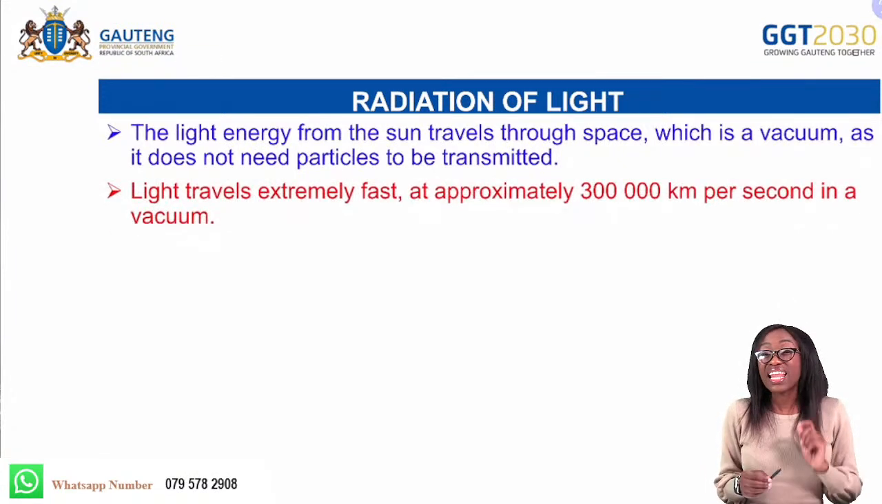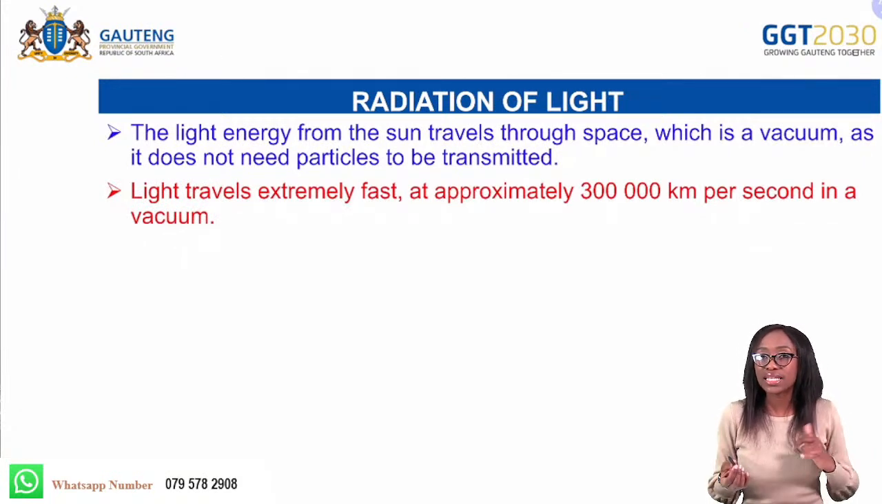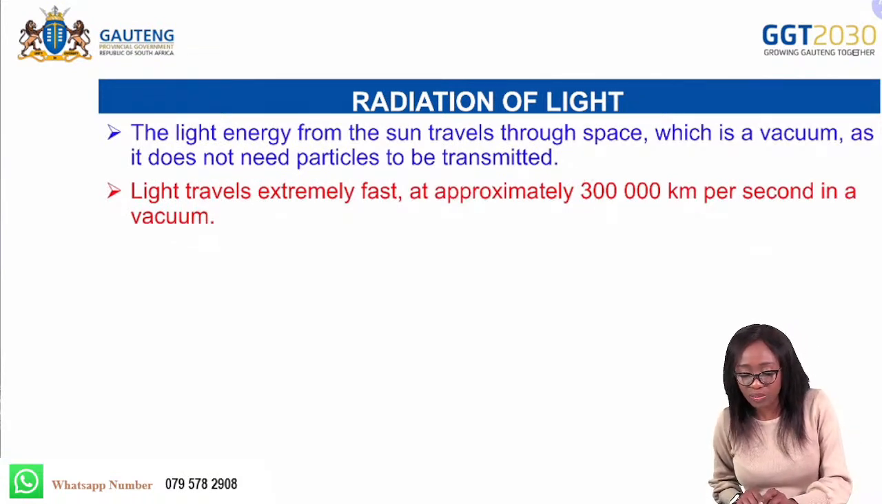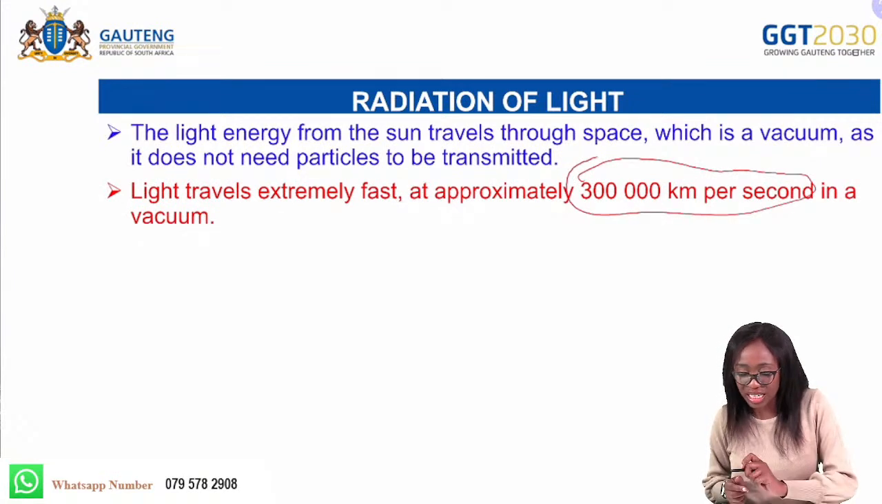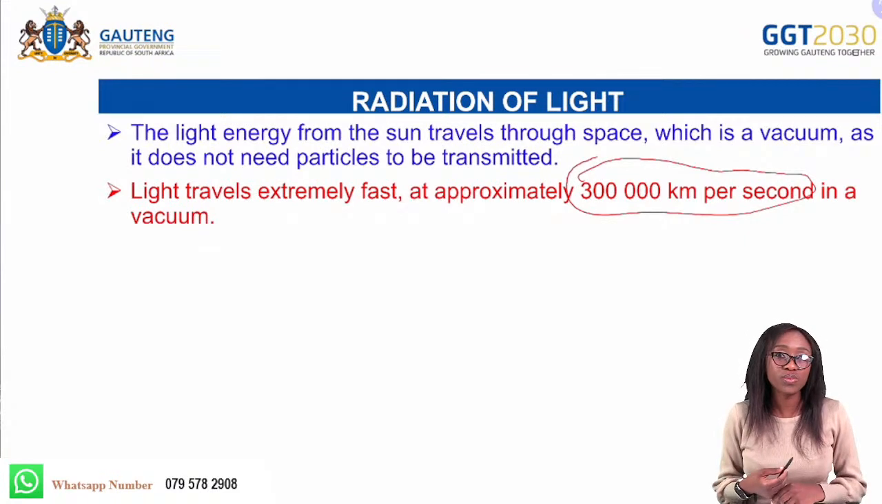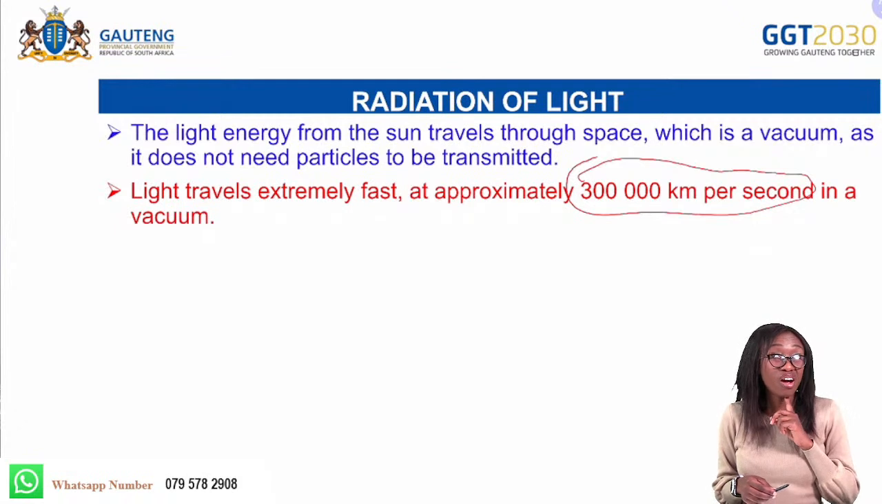So now, the light travels extremely fast. I'm sure you've heard about the speed of light. Let's quantify it. So light travels extremely fast at approximately 300,000 kilometers per second in a vacuum. That is pretty fast, isn't it? It is very, very fast. So can you imagine how fast that is? If you think of a car traveling at 100 kilometers per hour, that's very slow. It's way, way slower.